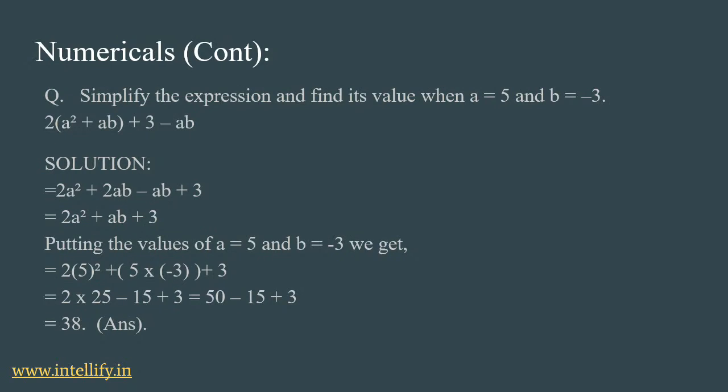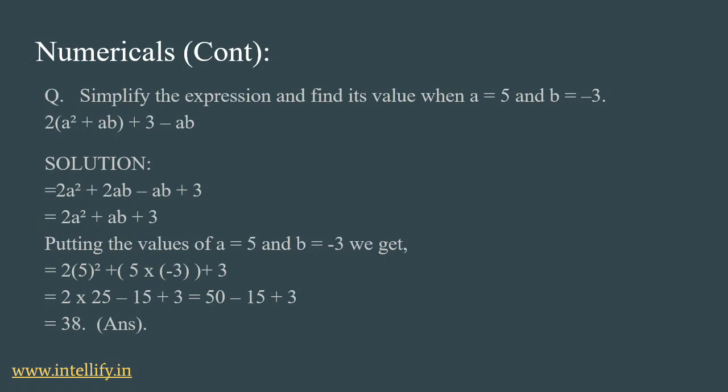Now what we have done over here: 2a square plus 2ab minus ab plus 3. We have placed the like terms side by side. As 2ab and minus ab are like terms, we have put them side by side so as to do further subtraction or addition. So we get 2a square plus ab, because 2ab minus ab is equal to ab, plus 3.